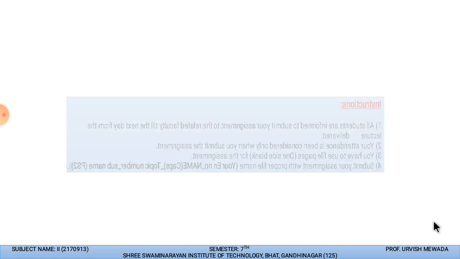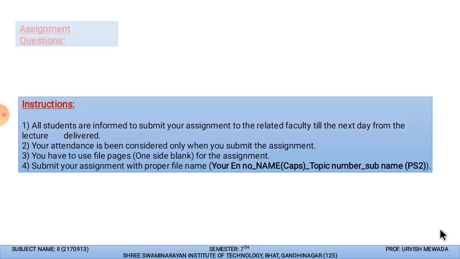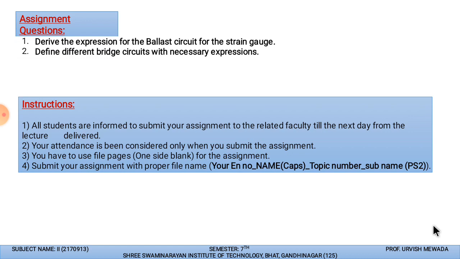Now after this topic, we have the assignment questions. These are the assignment questions, not the worksheet questions. Derive the expression for the ballast circuit for the strain gauge, and define different bridge circuits with the necessary expressions. You can take a snap of this slide and the related instructions which are written below the assignment questions.